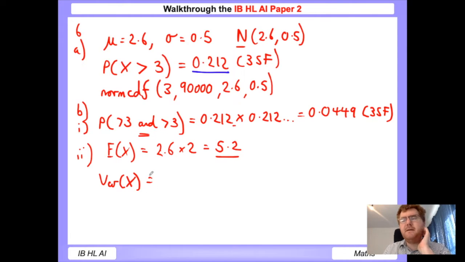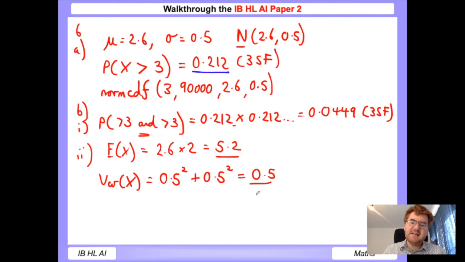However, the variance we have to be a bit more careful with. So what we do is we take the standard deviation, 0.5, and we square it, because remember, the variance is the square of the standard deviation, and we add it to the other one because they're the same. If we add these two numbers together, we're going to get 0.5. However, this is the variance. This is not the standard deviation. So our standard deviation is going to be the square root of 0.5.